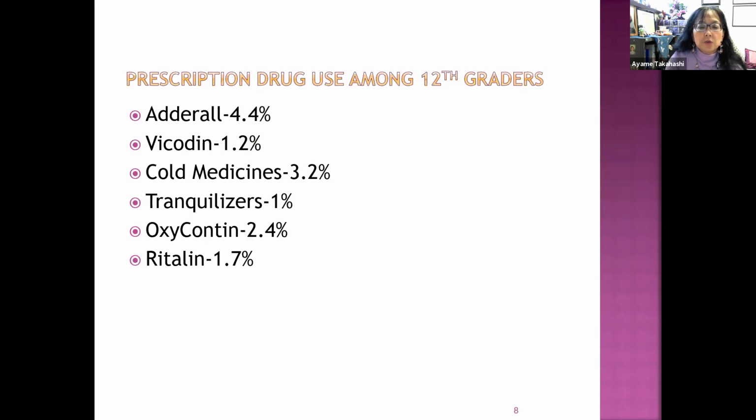So some stats for prescription drug use. This is among 12th graders, and this is all use in the past year. And this is also using prescription drugs that were not prescribed to you. So Adderall abuse was about 4.4%, Vicodin about 1.2%, cough and cold medicines 3.2%, tranquilizers about 1%, OxyContin about 2.4%, and Ritalin about 1.7%. And this actually shows an overall decrease from a few years back.